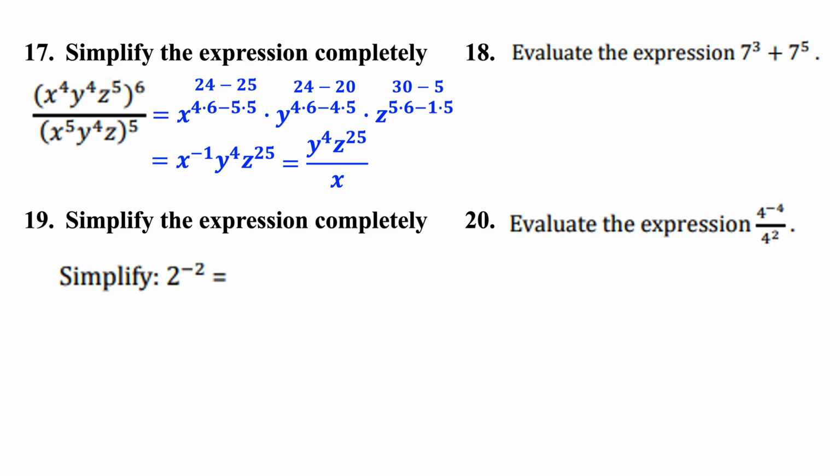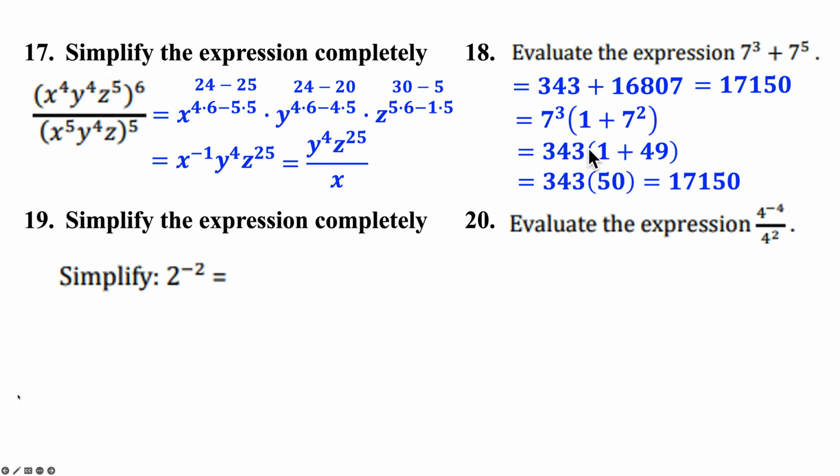18, don't make this mistake and think that, oh, I can add the powers. No, you cannot. You literally have to figure out 7 to the 3rd. We saw that was 343. 7 to the 5th is 16,807. You add the two together, 17,150. Probably the most straightforward way of doing that problem.